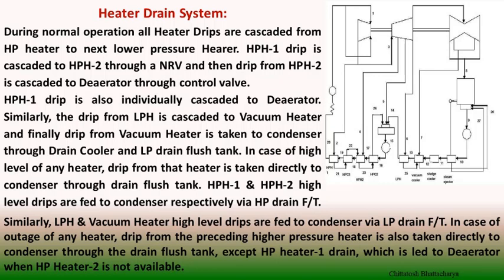For LP and vacuum heater high level drips, these are fed to the condenser via the LP drain flash tank. In case of outage of any heater, drip from the preceding higher pressure heater is also taken directly to the condenser through the drain flash tank, except HP heater 1 drain, which is led to the deaerator in case HP heater 2 is not in service.